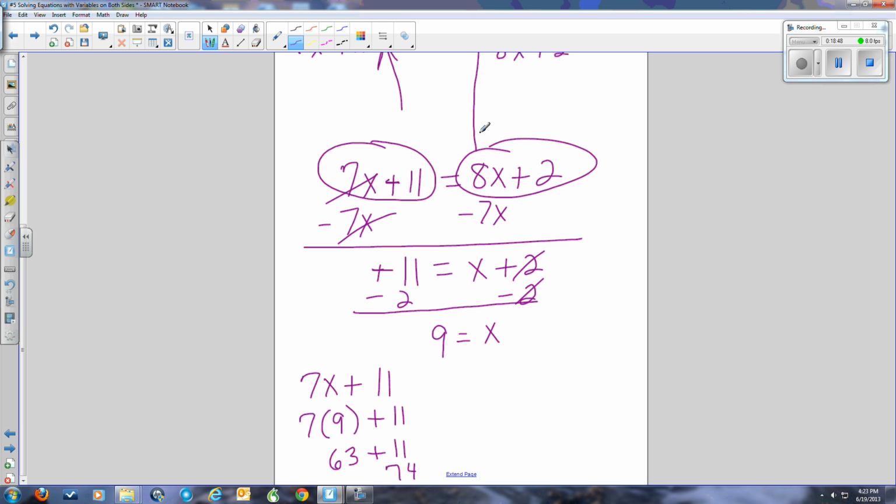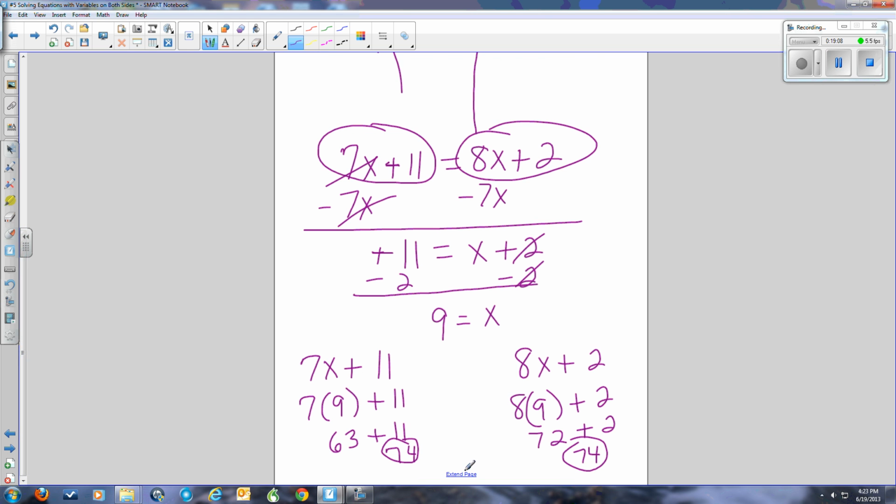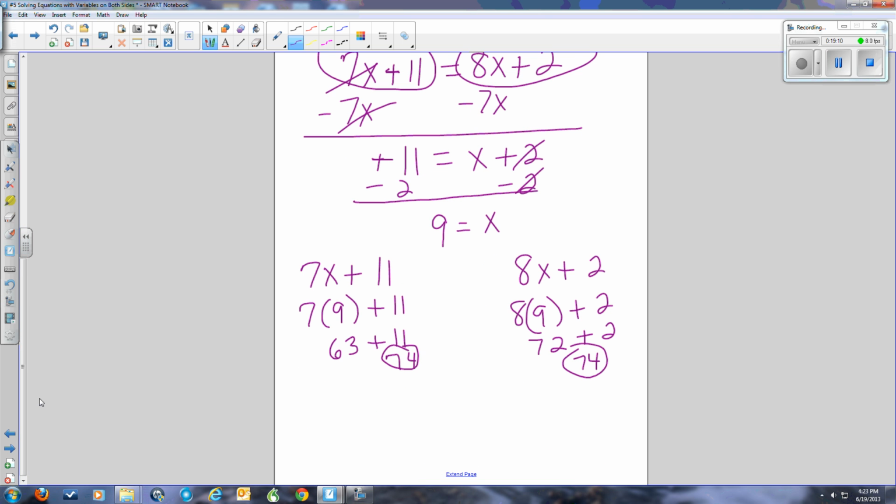Let's see if we do get the same answer for the expression for the parallelogram. We have 8x plus 2. So 8 times 9 plus 2. 8 times 9 is 72, and 72 plus 2 gives you 74. Yes, and so both of those answers are the same. So the perimeter of each figure would be 74 units.